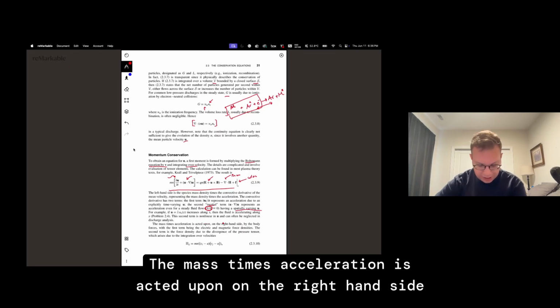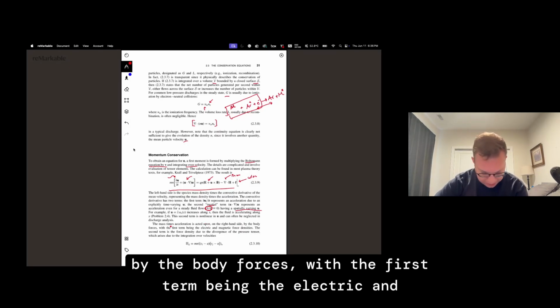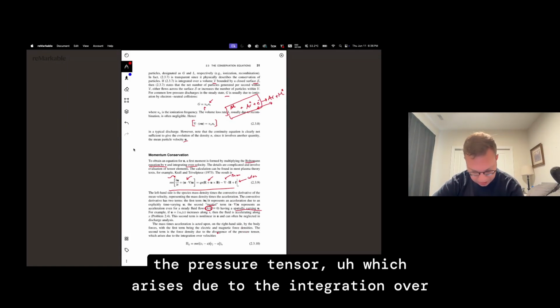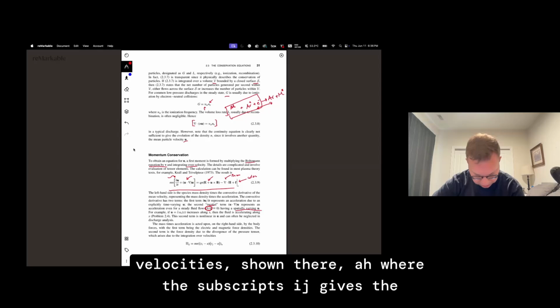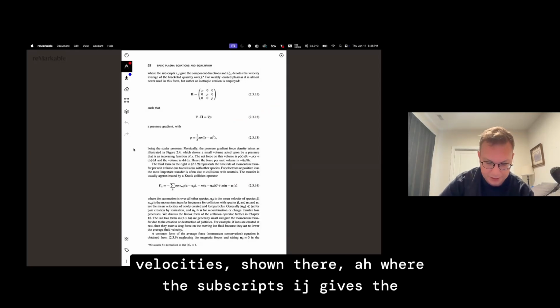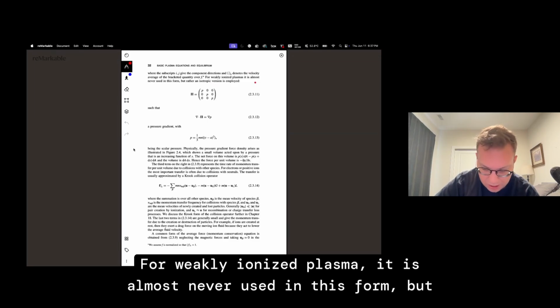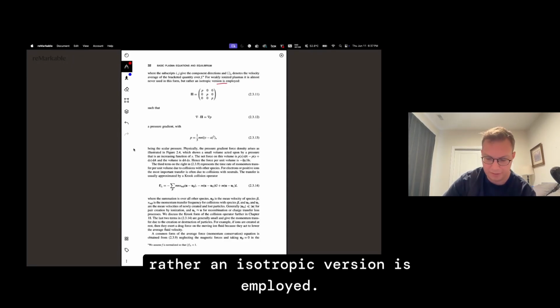The mass times acceleration is acted upon on the right-hand side by the body forces, with the first term being the electric and magnetic force densities. The second term is the force density due to the divergence of the pressure tensor, which arises due to the integration over velocities, shown there, where the subscript ij gives the component direction. So this symbol here denotes the velocity average over the bracketed quantity F star. For weakly ionized plasma, it is almost never used in this form, but rather an isotropic version is employed.